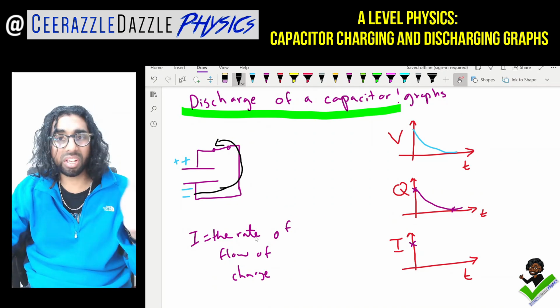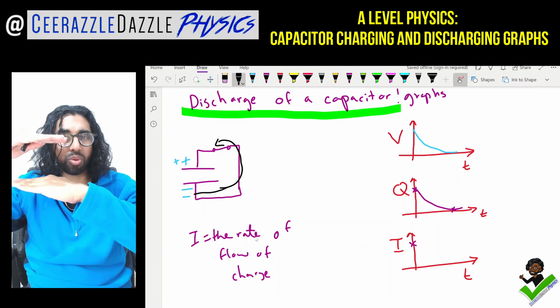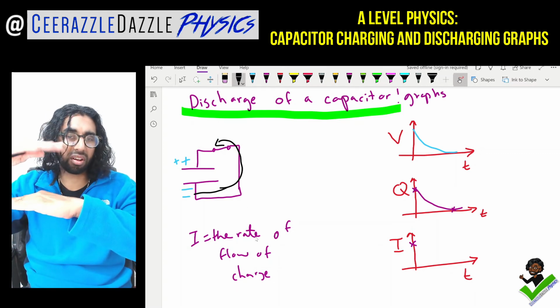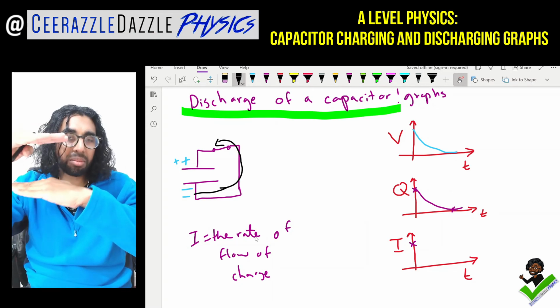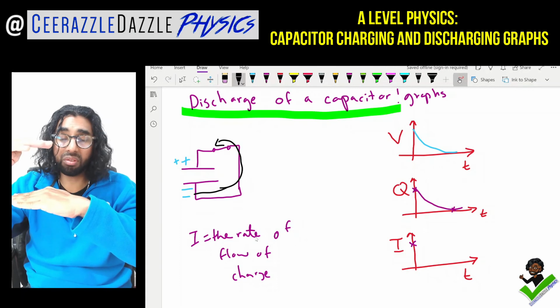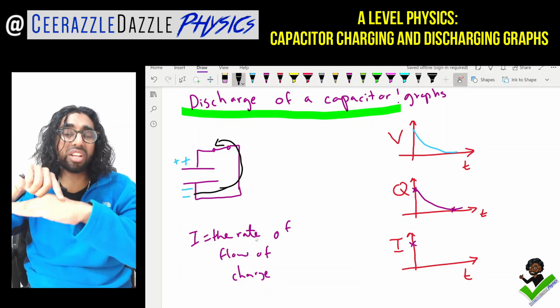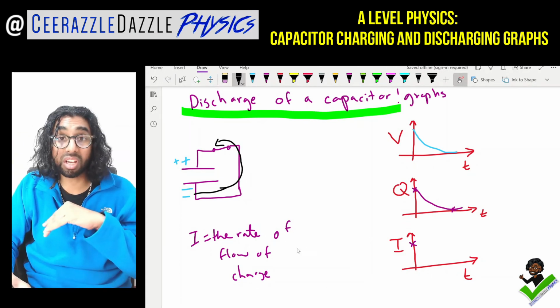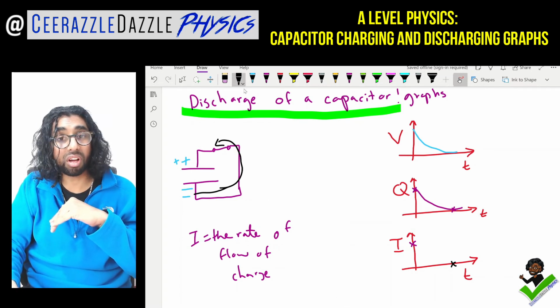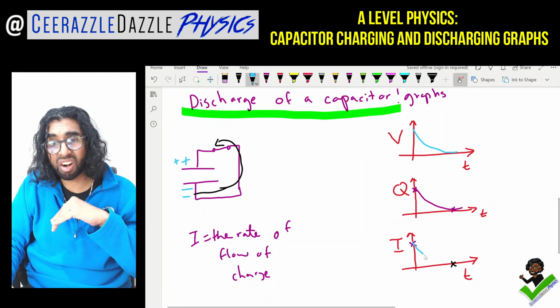Initially, when there's a high potential difference between the two plates, the charge flow is going to be quite high, obviously because they're trying to neutralize. But as the potential difference between the two plates decreases, what will it do? The rate of flow of charge will decrease. So the current will decrease as time goes on. So we end up with this graph for the current against time.